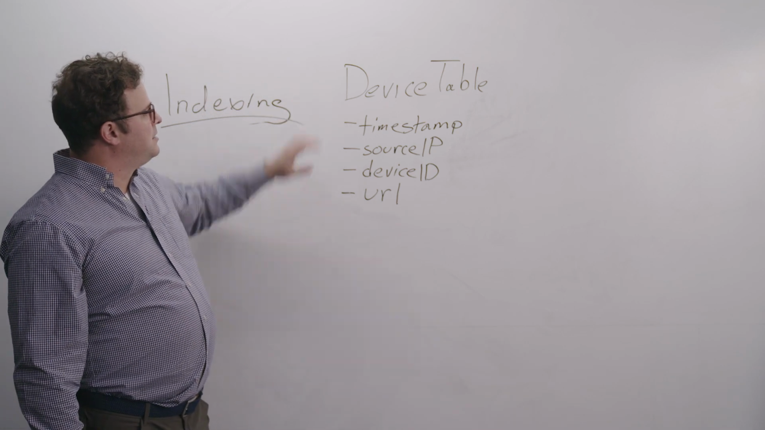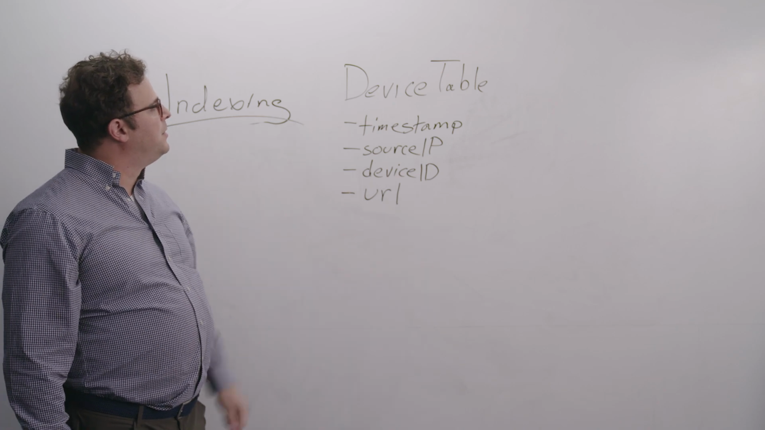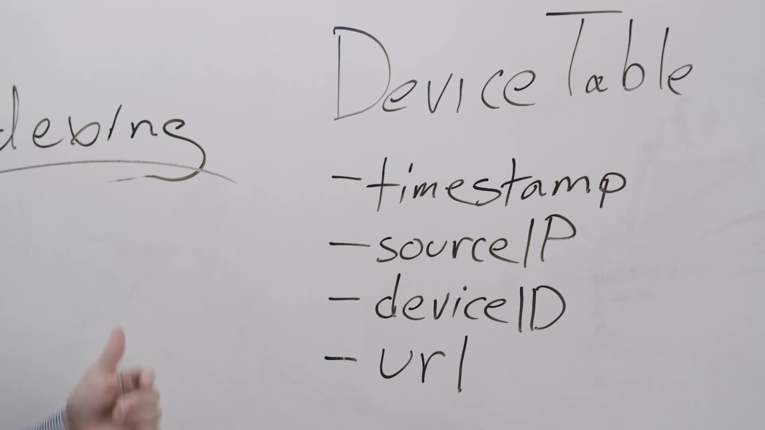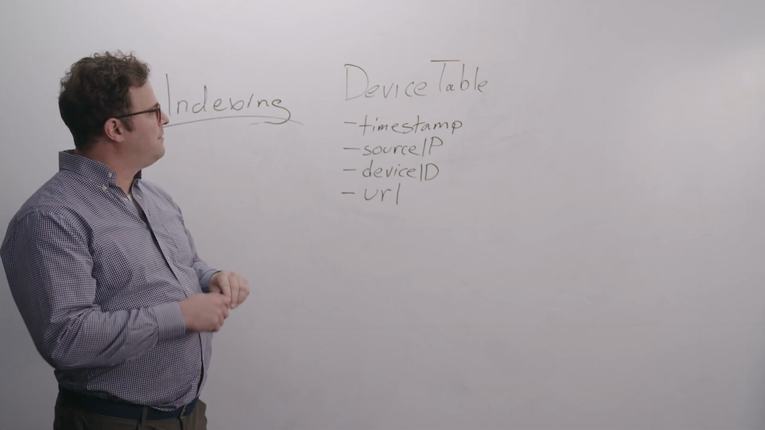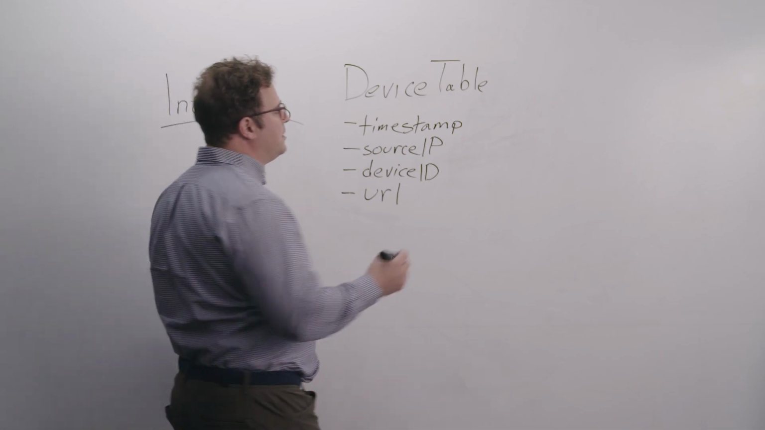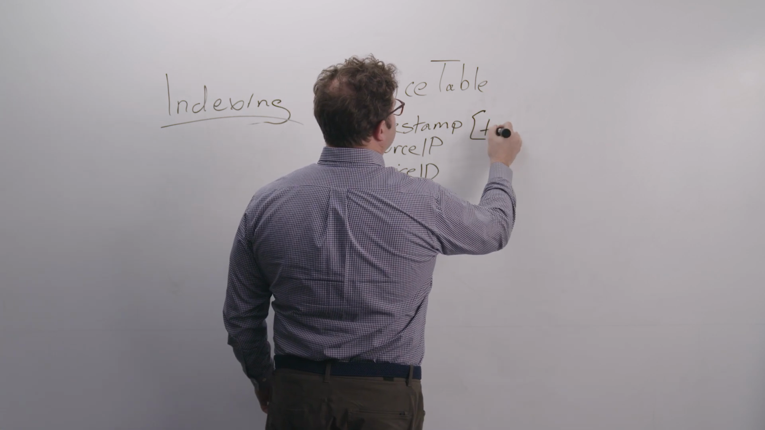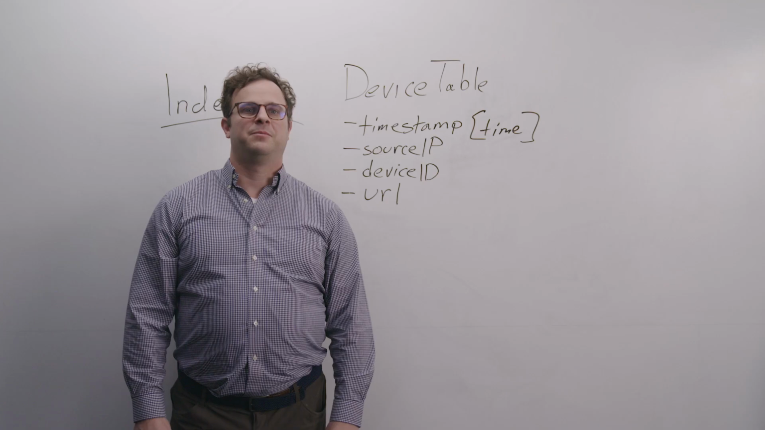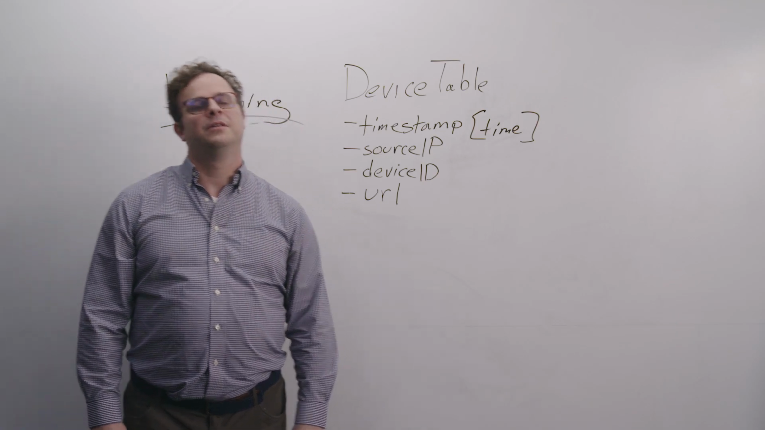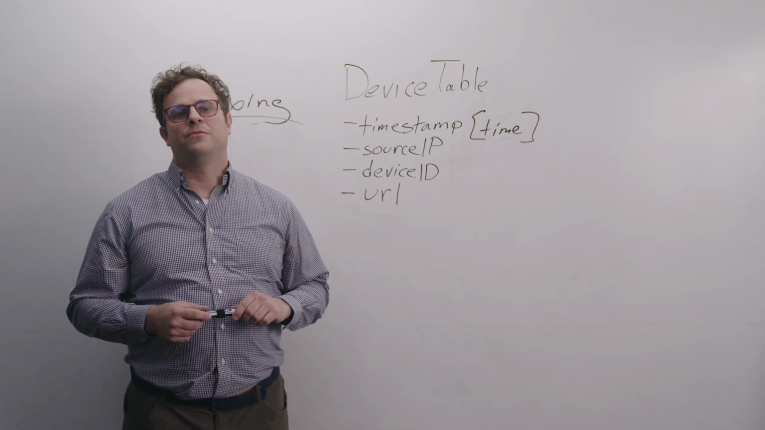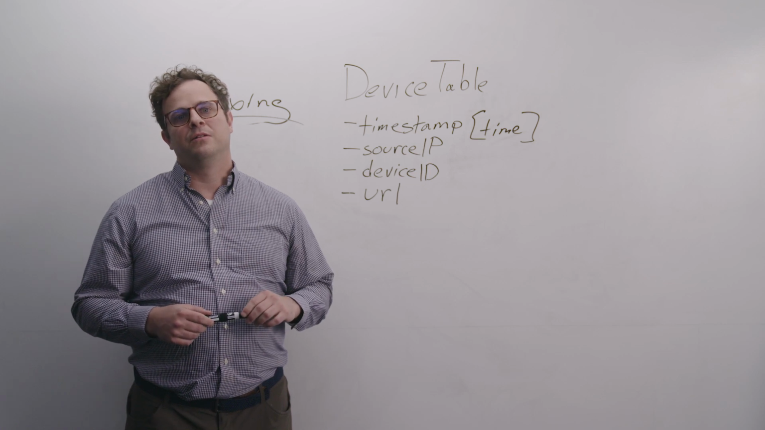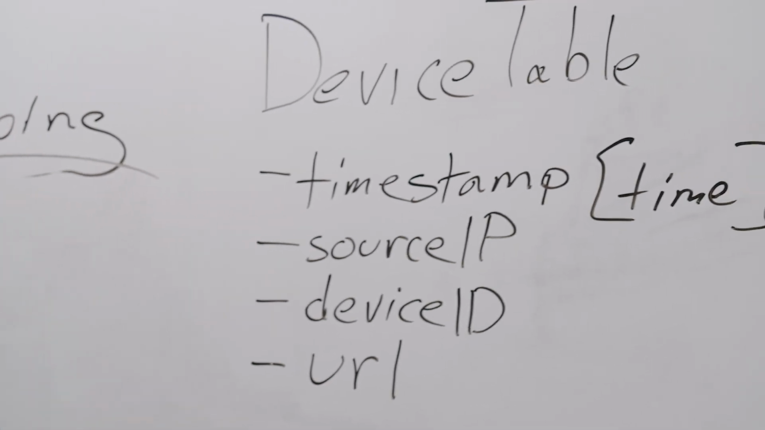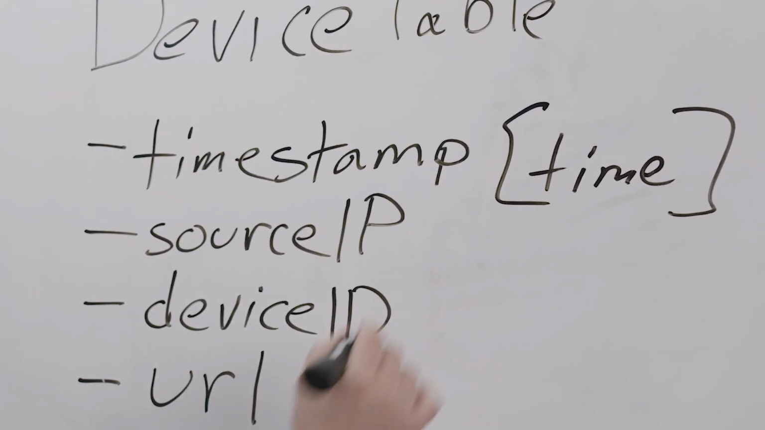Let's take a look at an example table here, the device table, where we have a timestamp, source IP, device ID, and URL. So you can see we have a time column here, and we're going to partition by timestamp. Also, Ocient clusters data within the segment by a clustering key defined by the user. This clustering key can be used to further isolate records or skip records when scanning data. So you can see we have our source IP. Let's cluster on source IP.